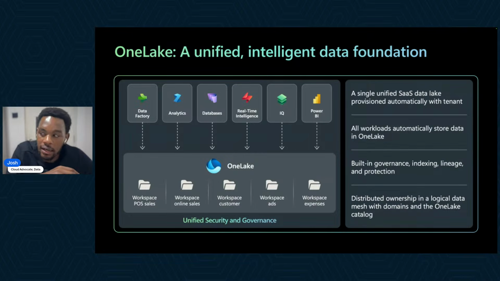So you have built-in governance, built-in indexing and lineage, and also protection within OneLake. The other thing, at the same time, OneLake also supports distributed ownership, and this allows teams to operate independently while still contributing to the same shared data lake. So you have a balance of central oversight and local autonomy that makes it very simple to be able to scale across large and complex organizations.